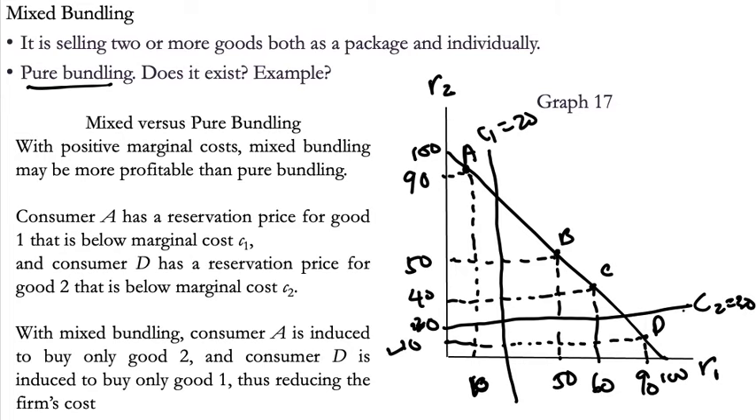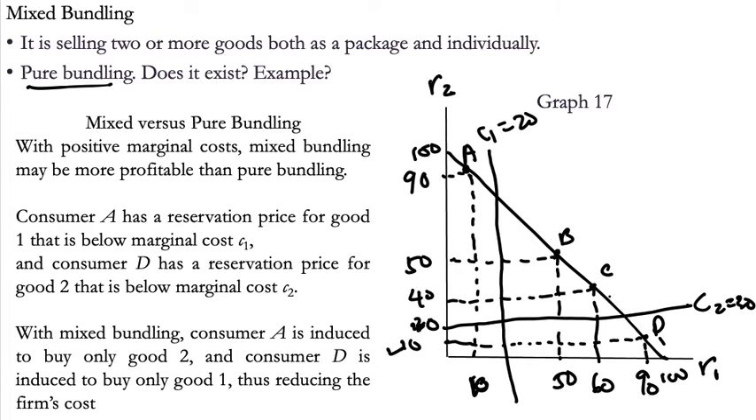Now you can see that if that is the case, then person D won't purchase good 2. Person A won't purchase good 1, isn't it? And here, if you have mixed bundling, consumer A will only buy good 2, isn't it? Consumer D will only buy good 1. B and C will purchase two goods.